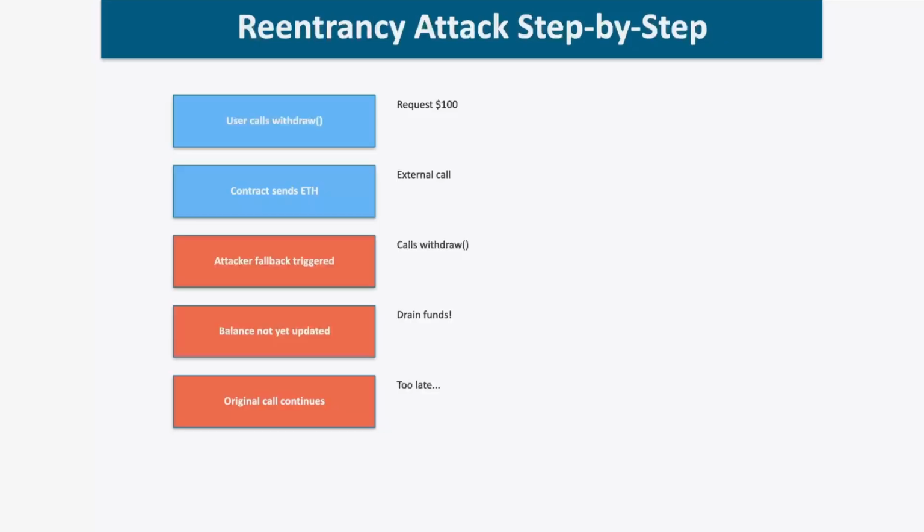The execution path is as follows. The attacker calls withdraw for 100. The balance check passes and the attacker has 1000 ETH. The contract sends 100 ETH to the attacker.